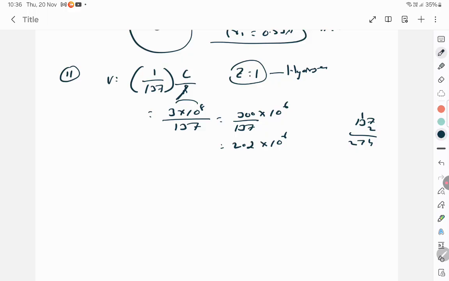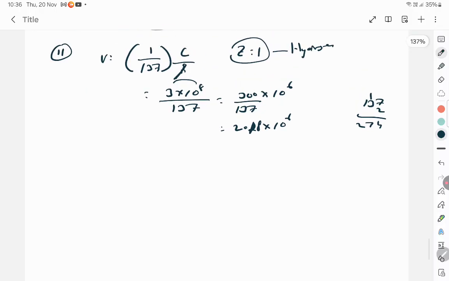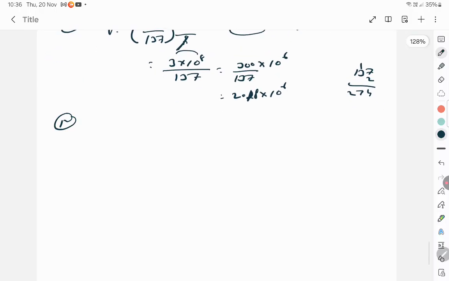So you don't have to do it in Aurora's way. It's very, very unnecessary. So 2.18, it's okay. So you understand why Aurora is doing it in a roundabout way? You don't have to do it like that. We have shortcuts for everything. We can use this formula provided it's a hydrogen atom. So let's go to 12th question.